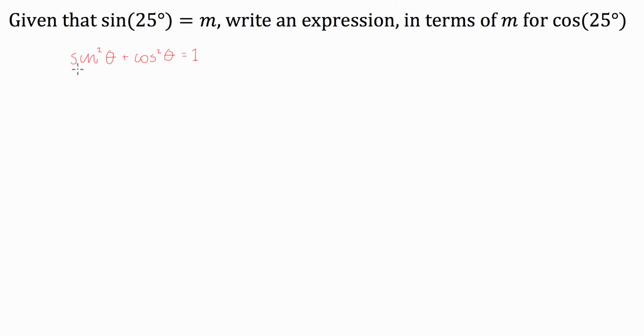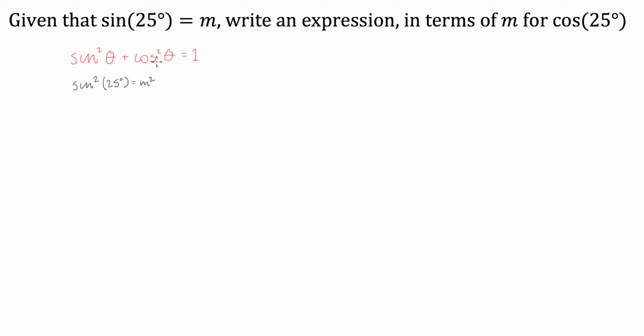Now, using this, we're going to try and link sine of 25 degrees and cosine of 25 degrees. At the moment, we only have sine of 25, so instead of having sine of 25 equals m, we'll start with writing sine squared of 25 degrees is equal to m squared. So I've just taken that and squared both sides.